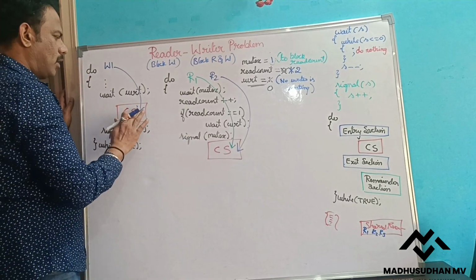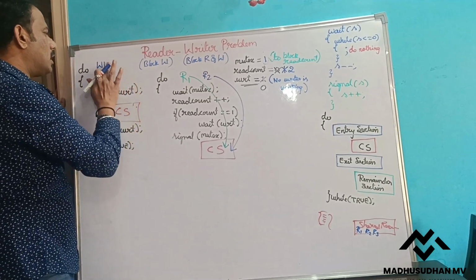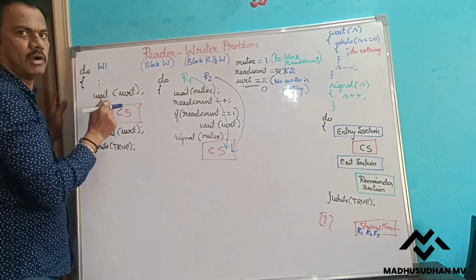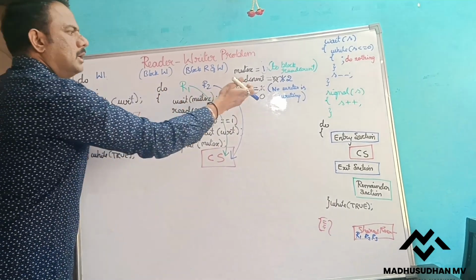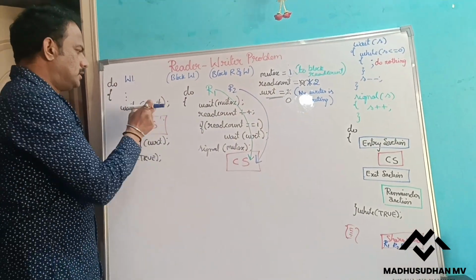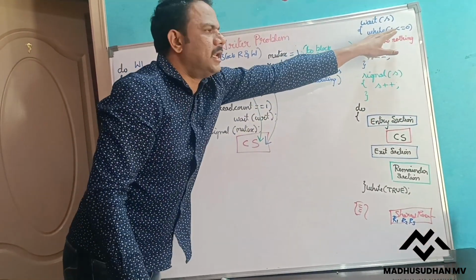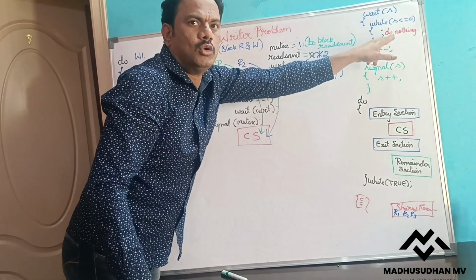Assume now W1 wants to enter. Writer 1 wants to enter. Say wait WRT. WRT is 0. 0 goes here. 0 less than or equal to 0. True. Come inside. Do nothing.